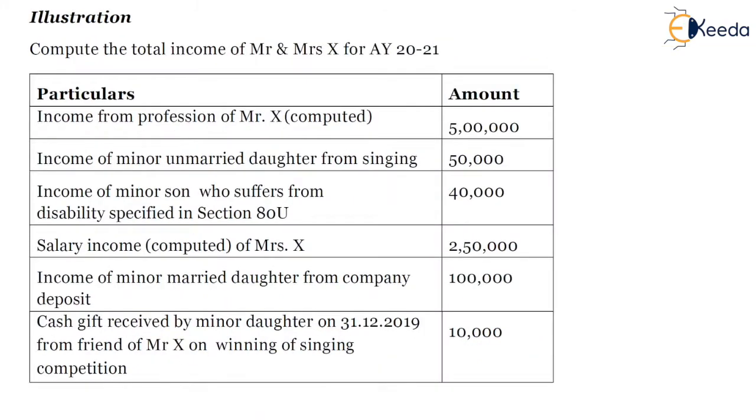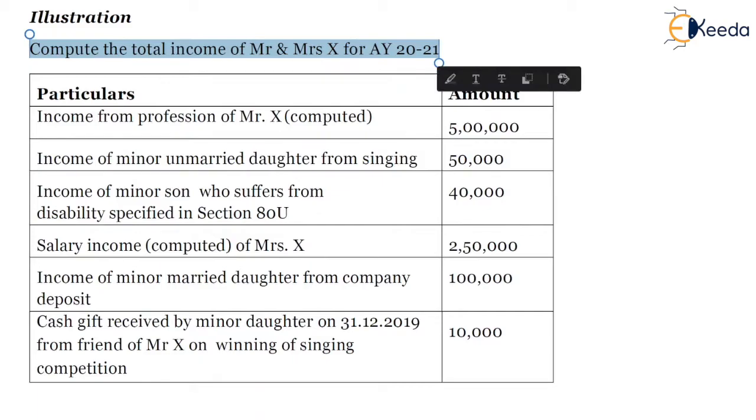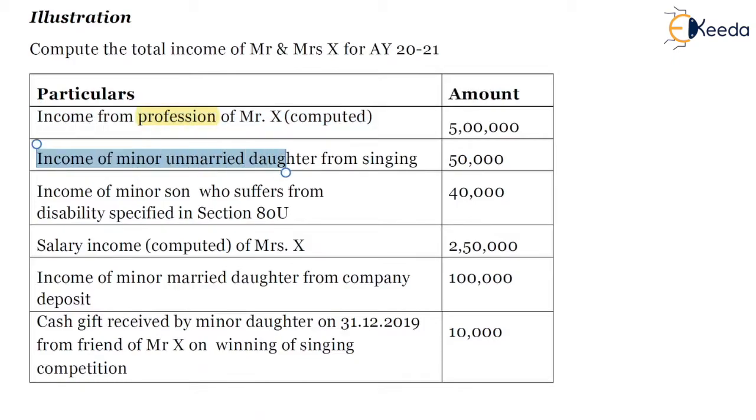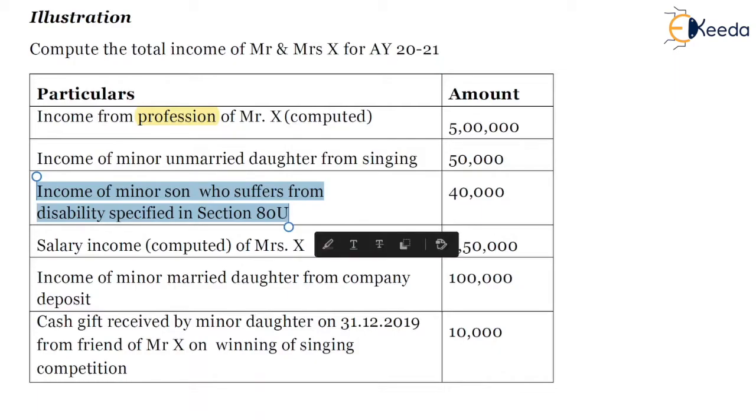Now friends, continuing with the next illustration on your screen: compute the total income of Mr. and Mrs. X for assessment year 2021 from the below mentioned information. First is income from profession of Mr. X, computed, it's 5 lakhs. Income of minor unmarried daughter from singing is 50,000. So application of skill, nothing will be clubbed in the hands of either of the parents. Income of minor son who suffers from disability specified in section 80U will be taxable in the hands of the minor son and nothing will be clubbed.